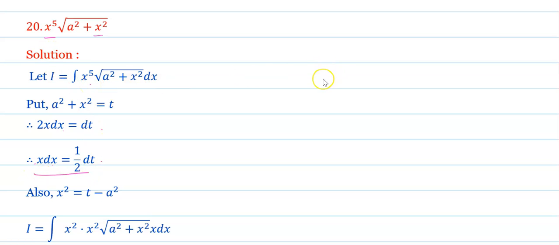This x raised to 5 can be written as, so important, x square into x square into root of a square plus x square. Now x raised to 5, 1 x is remaining, that is x into dx, and this is the dt. Therefore, x into dx is equals to 1 upon 2 into dt.